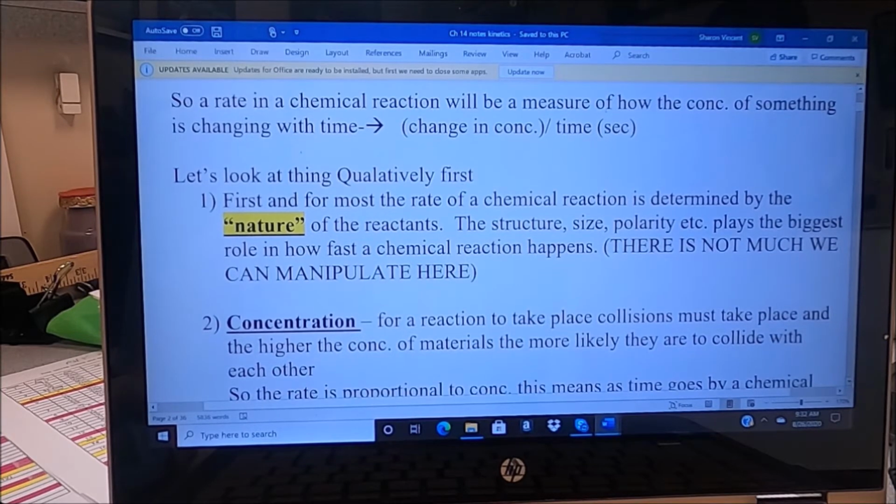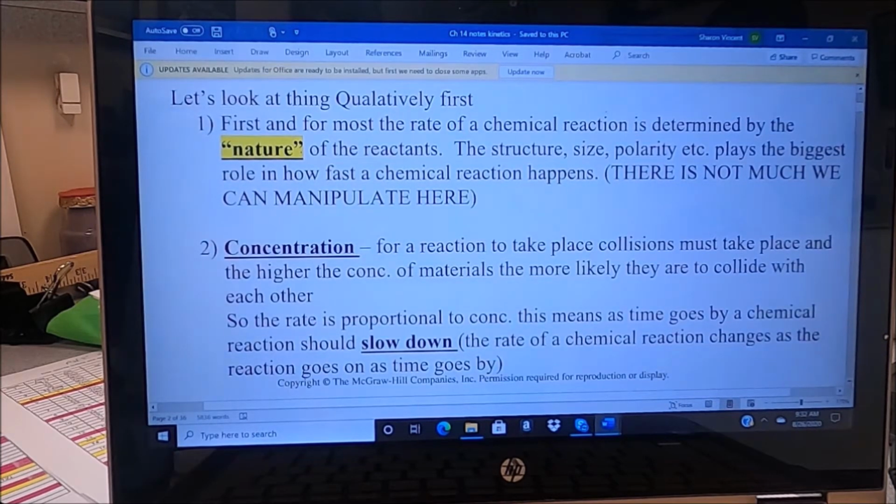Now, I'll write that out for you in a minute. We're going to start here by talking about factors that can affect the rate of a chemical reaction. We're going to look at it qualitatively, which means without numbers. The most important factor in how fast a chemical reaction happens is the nature of the reactants. Nature means things like structure and polarity. This plays the biggest role in how fast a chemical reaction happens, and it's something we can't manipulate. We can't change it. The nature is the nature.